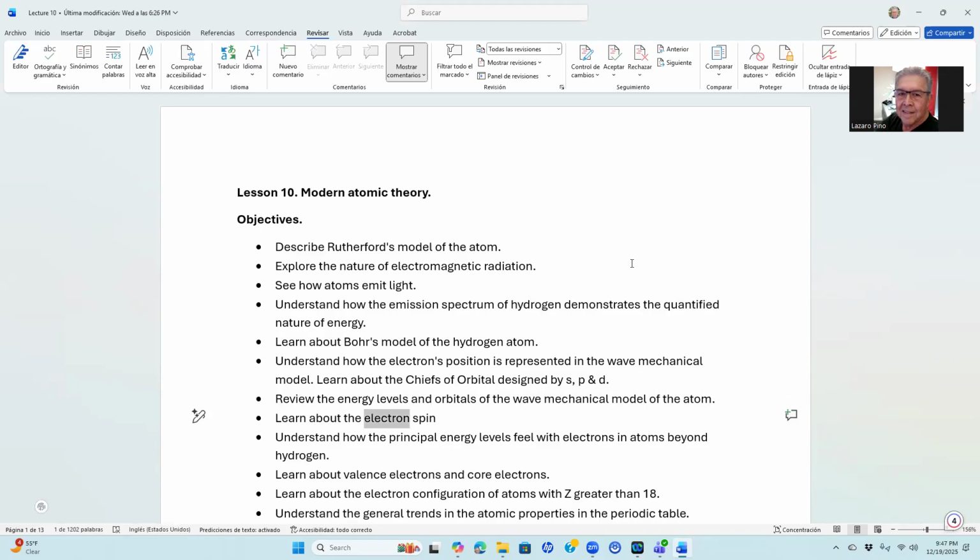Learn about the electron spin. Understand how the principal energy levels fill with electrons in atoms beyond hydrogen. Learn about valence electrons and core electrons. Learn about the electron configuration of atoms with Z greater than 18. Understand the general trends in the atomic properties in the periodic table.